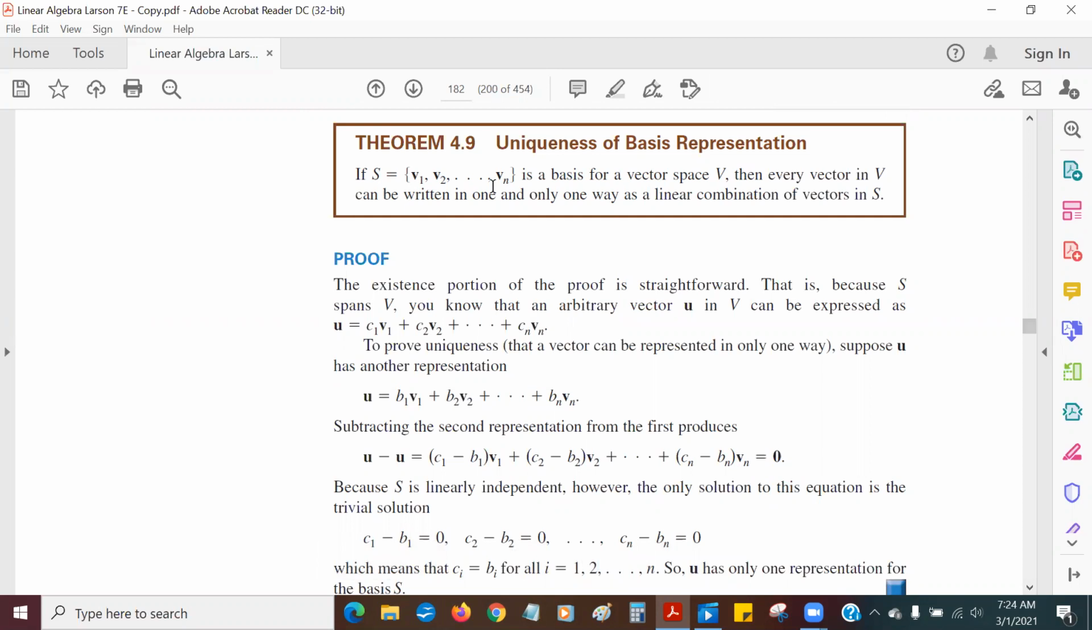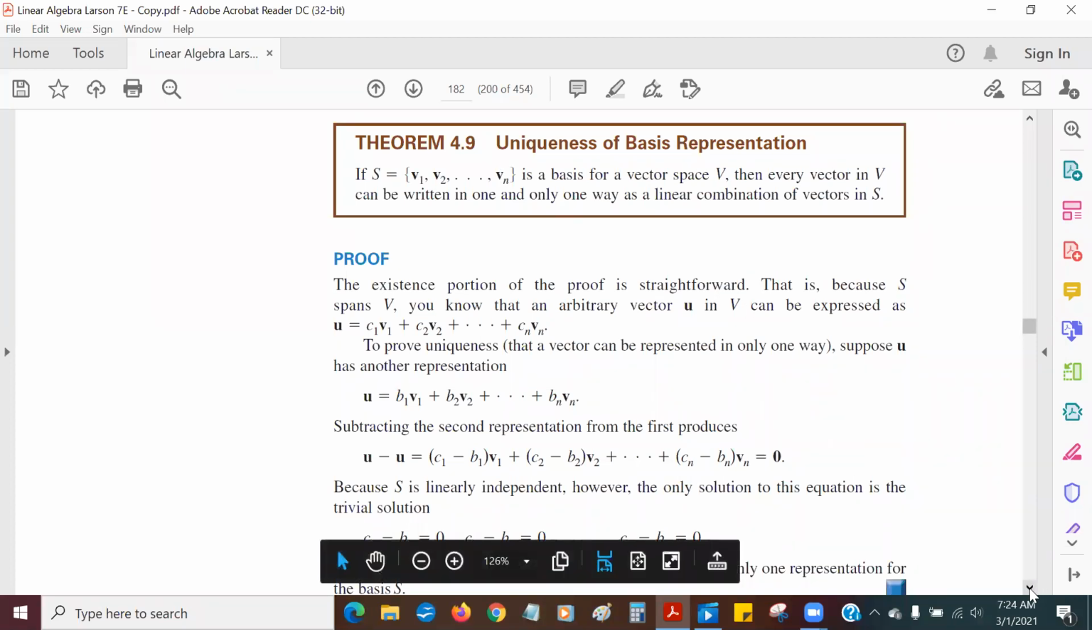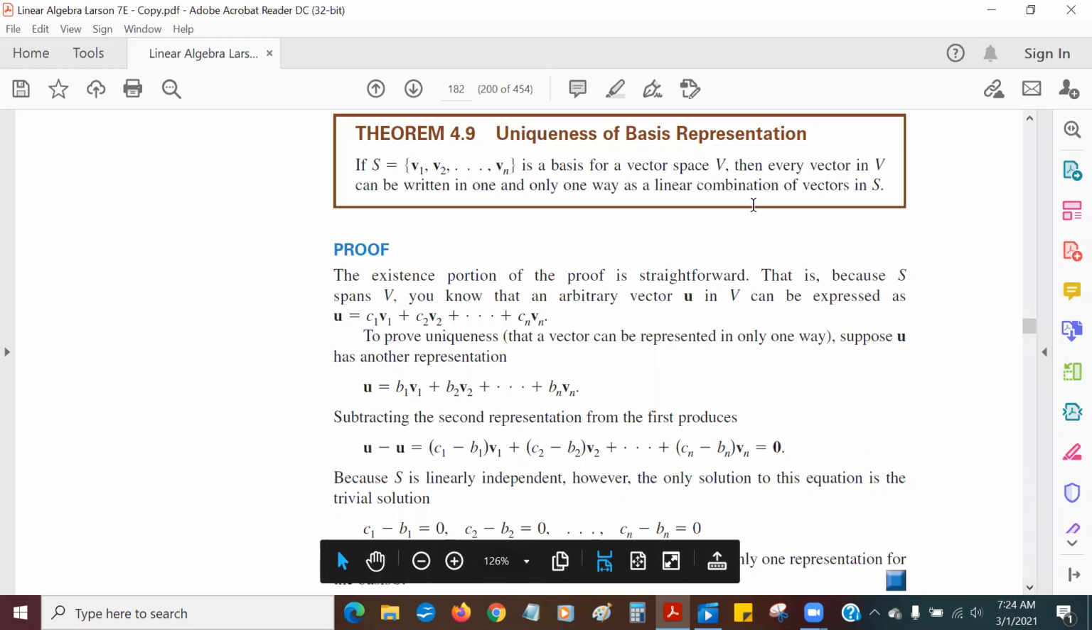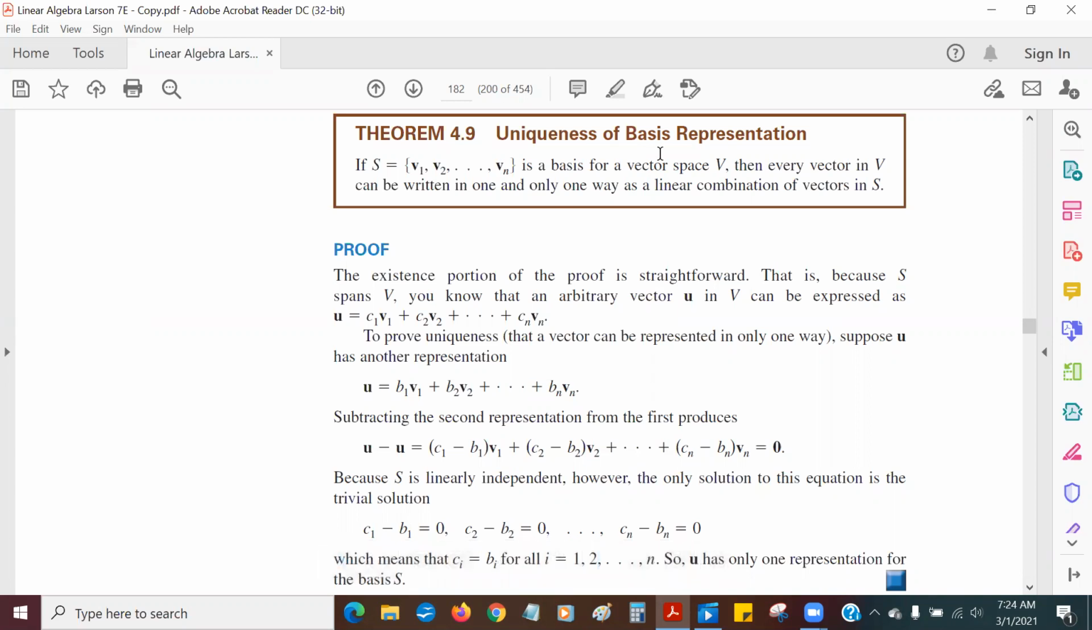If a set S of n vectors is a basis for a vector space V, then every vector in V can be written in one and only one way as a linear combination of the vectors in the set S. That's called uniqueness of basis representation. Now, let me tell you what it does not mean. This does not mean that there's only one unique basis for a vector space. There can be many different bases for a vector space.